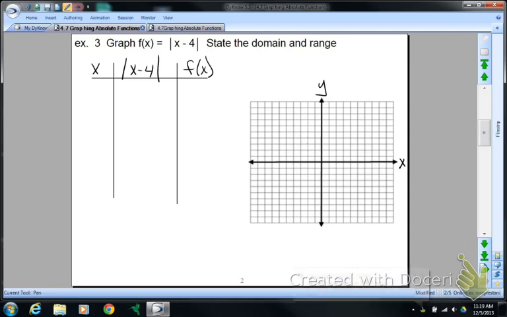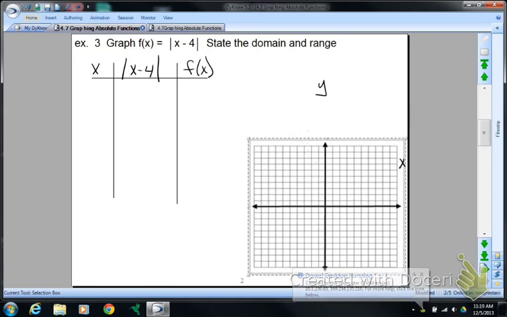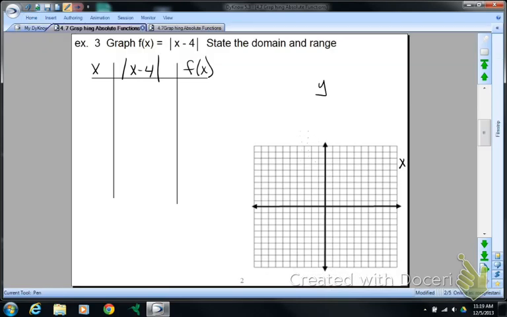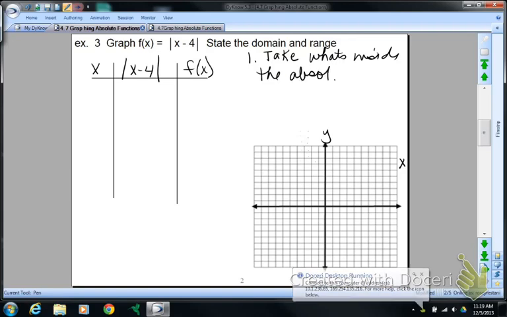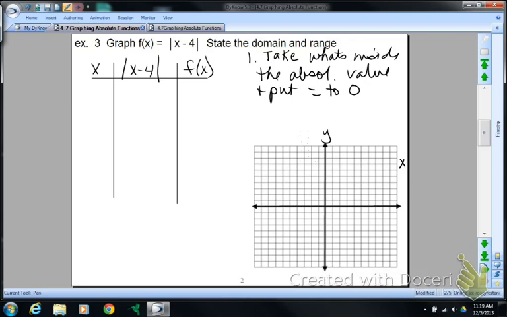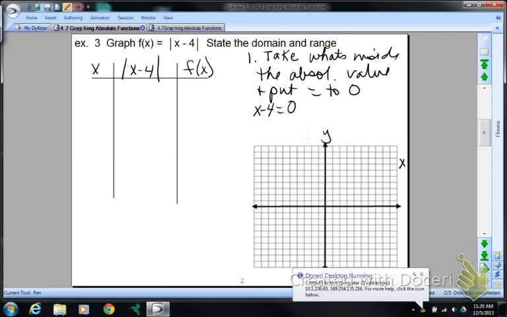Okay, to graph, the very first thing you want to do is take what's inside the absolute value, take it out of the absolute value, and put it equal to 0. So step 1, take what's inside the absolute value and put it equal to 0. Write that down. Okay, so we take the x minus 4 out of the absolute value and put it equal to 0. Solve for x by adding 4, so we get x is equal to 4.